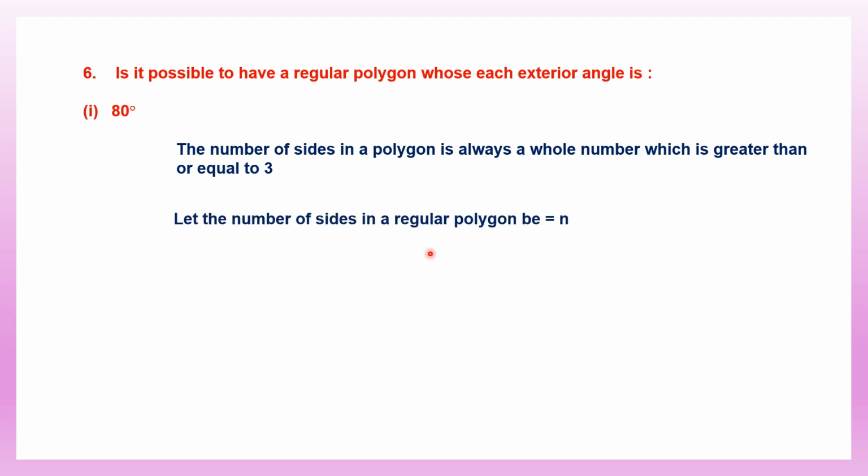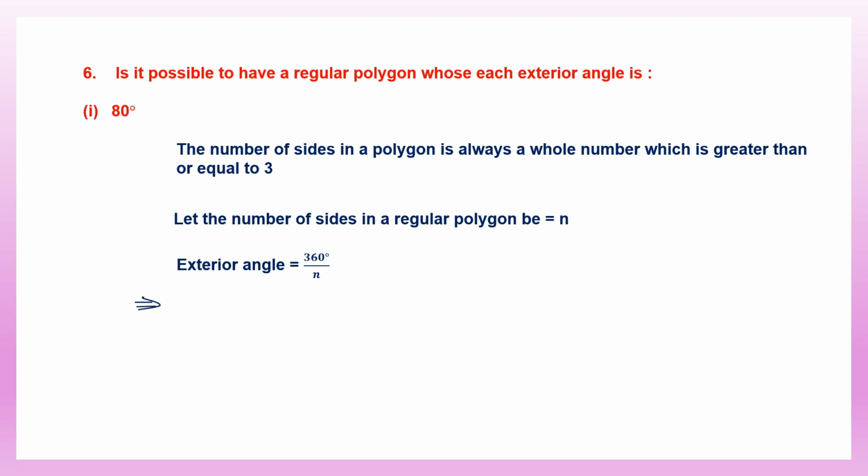So to find the number of sides, first let's consider it to be n, and then we can use this formula to find the number of sides. Okay, so when we find the number of sides, if it is a whole number, that means it will be possible to have a regular polygon with exterior angle equal to 80 degrees. So now let's find out.